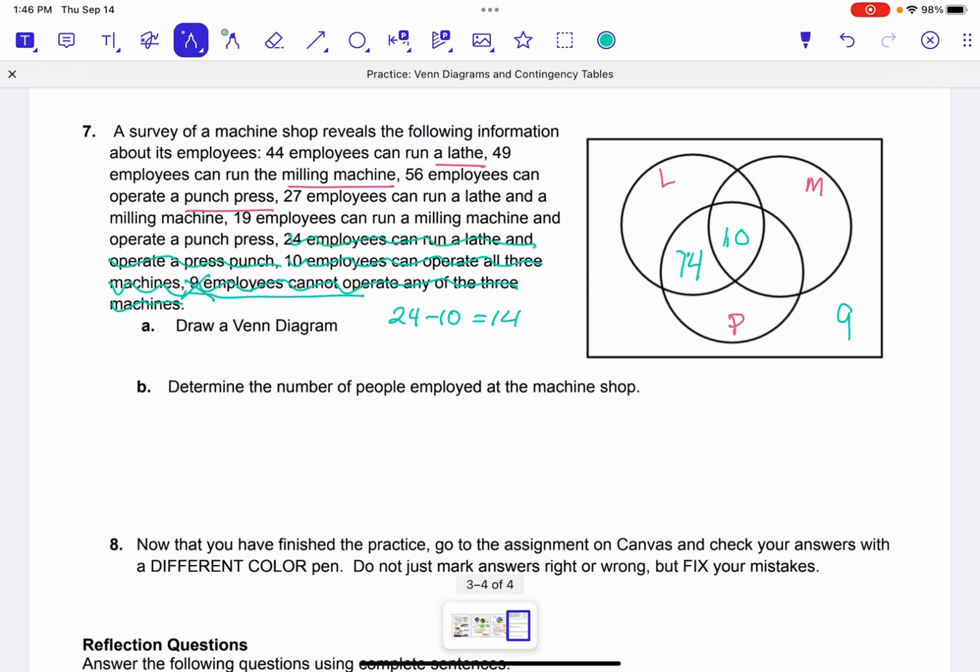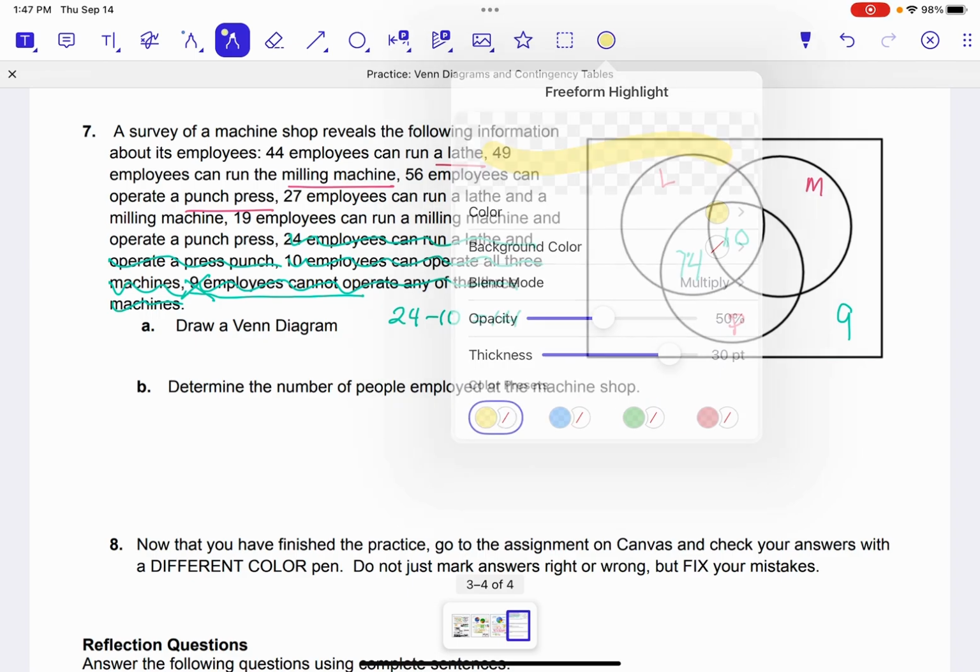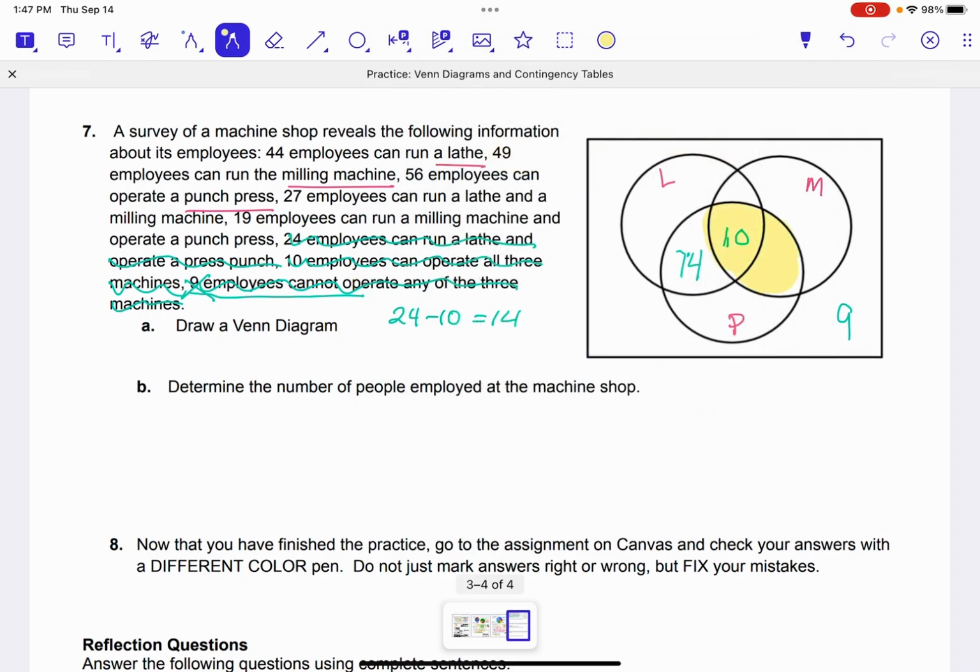The next one, 19, run a milling machine and a punch press. So that would be, just like before, I'm going to switch to yellow though because it's a little easier to see. That overlap. But we already have 10, so that leaves 9 of those 19. And then obviously the last overlap, 27, but we already have 10, so that puts 17 in the last overlap. Which now we just need to make totals. So let's cross off what we've done. I always like crossing off as I go.